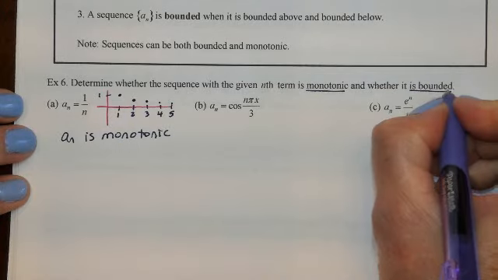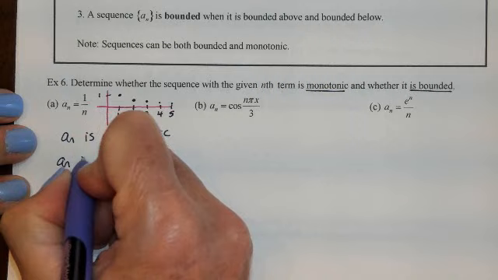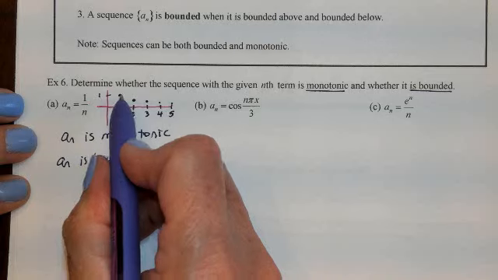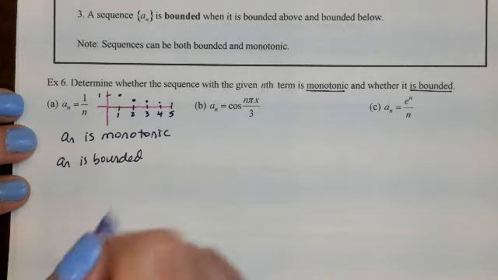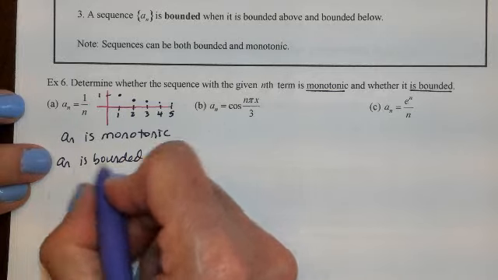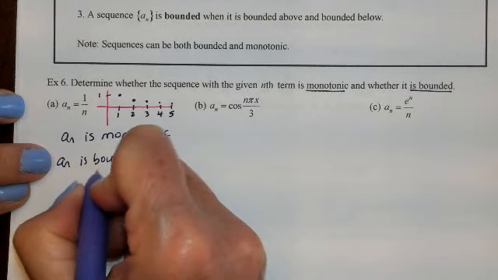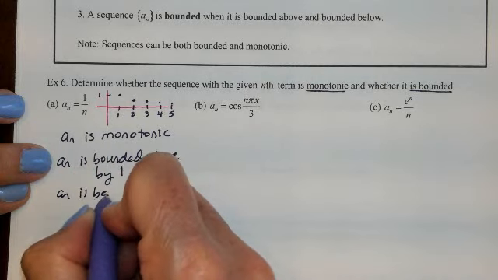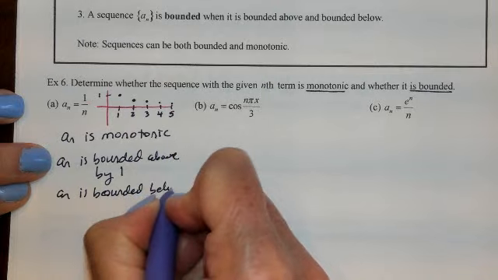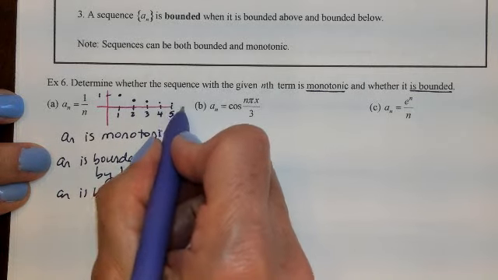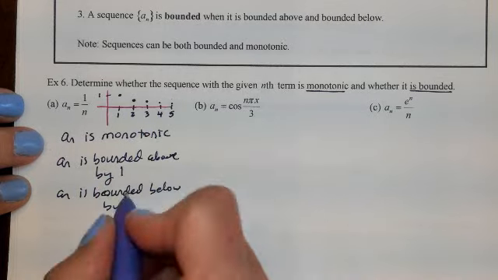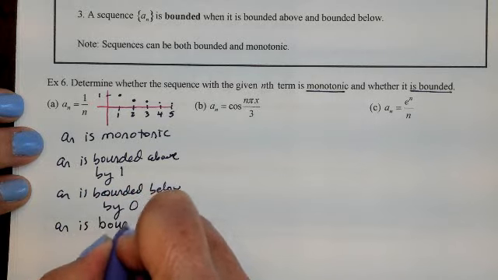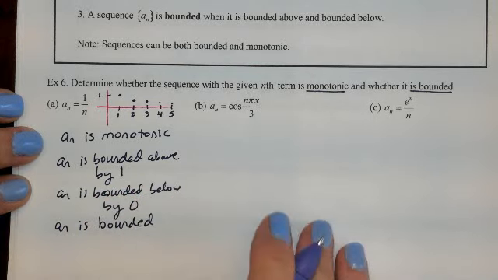Is it bounded? Well, is there a number that every term is less than, or less than or equal to, that number? Yes, a sub n is bounded above by positive 1 and below by what? Is there a number that every term of a sub n is higher than? Yeah, 0. It'll never get to 0. So we can say a sub n is bounded. The sequence is bounded. Okay?